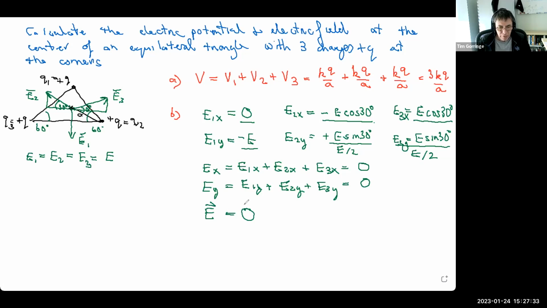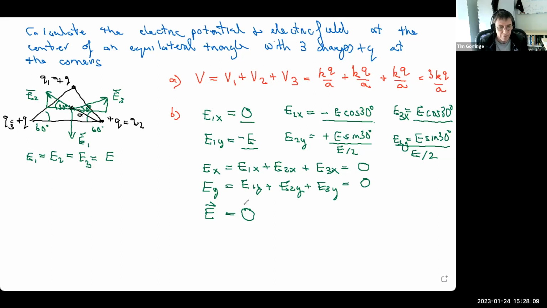And because of that symmetry of the arrangement of charges, both their sizes and the directions to those charges, it wouldn't make sense for the field to have a component left or right or up or down. And so this fact that the field is 0 is a reflection of a symmetry in this triangular arrangement of these charges.